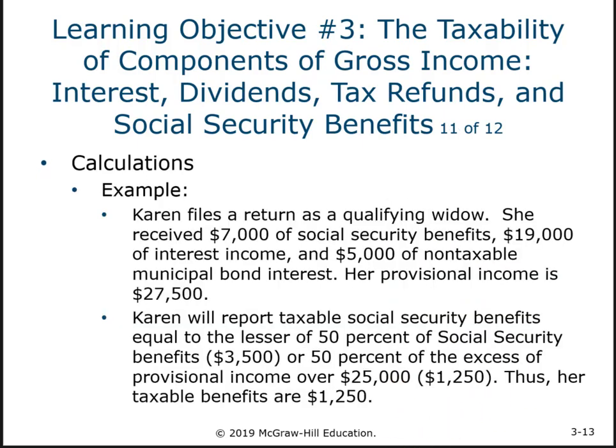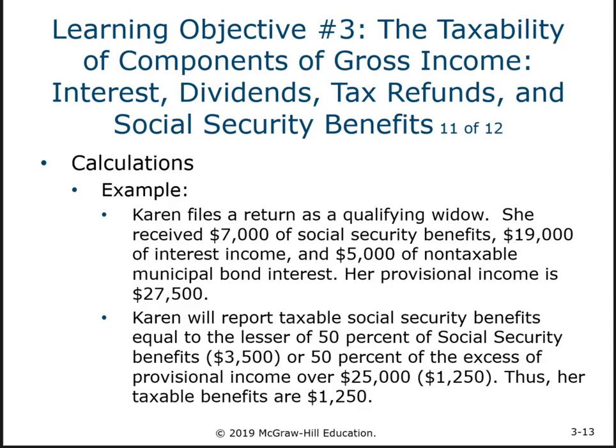Okay? So here's an example. Okay, your qualifying widow, she receives $7,000 Social Security benefits, $19,000 interest income, $5,000 of non-taxable municipal bond interest. Now, remember, normally $5,000 is not included in gross income, but because there's Social Security, okay, we have to calculate provisional income, which is half of the Social Security benefits, $19,000 of interest income, and $5,000 of the non-taxable. So that's $27,500.